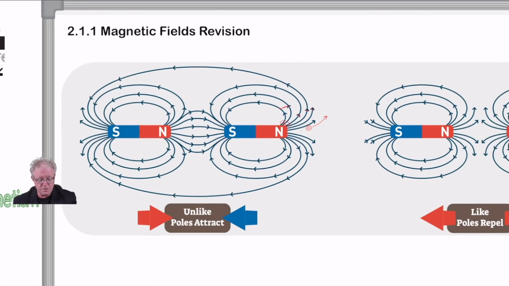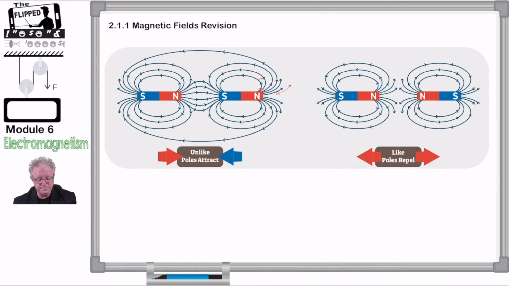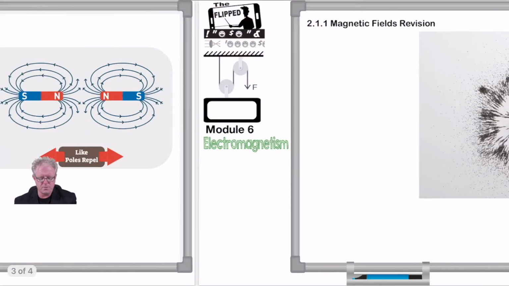Okay, so there's our diagram, and we know that when we have opposite poles, north and south, they attract each other, like so, and if we have like poles, they repel each other. These are classic experiments that you do way back in year 7.